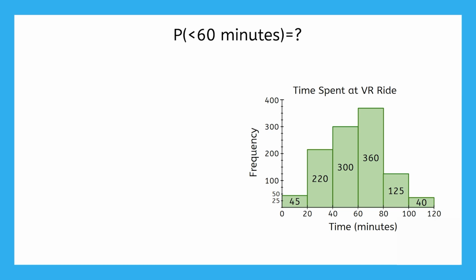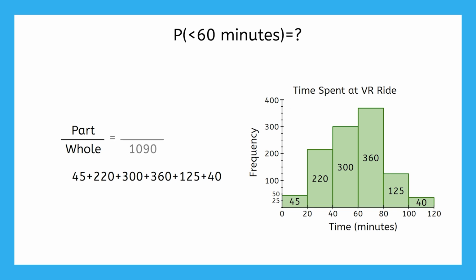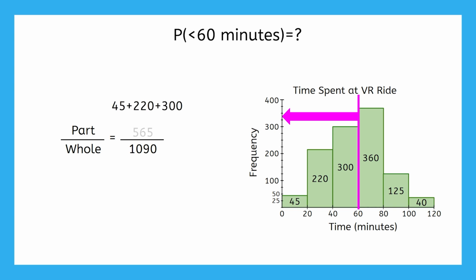Since we know we need to find the part over the whole, we can start by adding the frequencies to see how many total people are represented by this histogram, which is 1,090. How many of the 1,090 people spent less than 60 minutes at the VR ride? Well, here is 60 on the x-axis. So people who spent less than 60 minutes are represented by these three bars, which means that there are 565 people who spent less than 60 minutes at the VR ride.